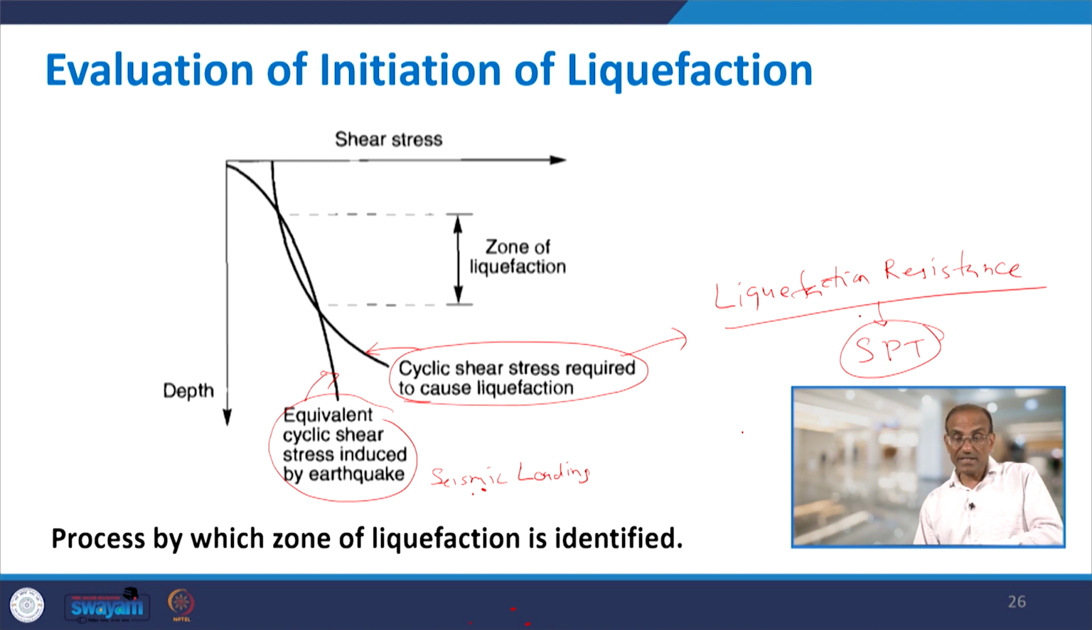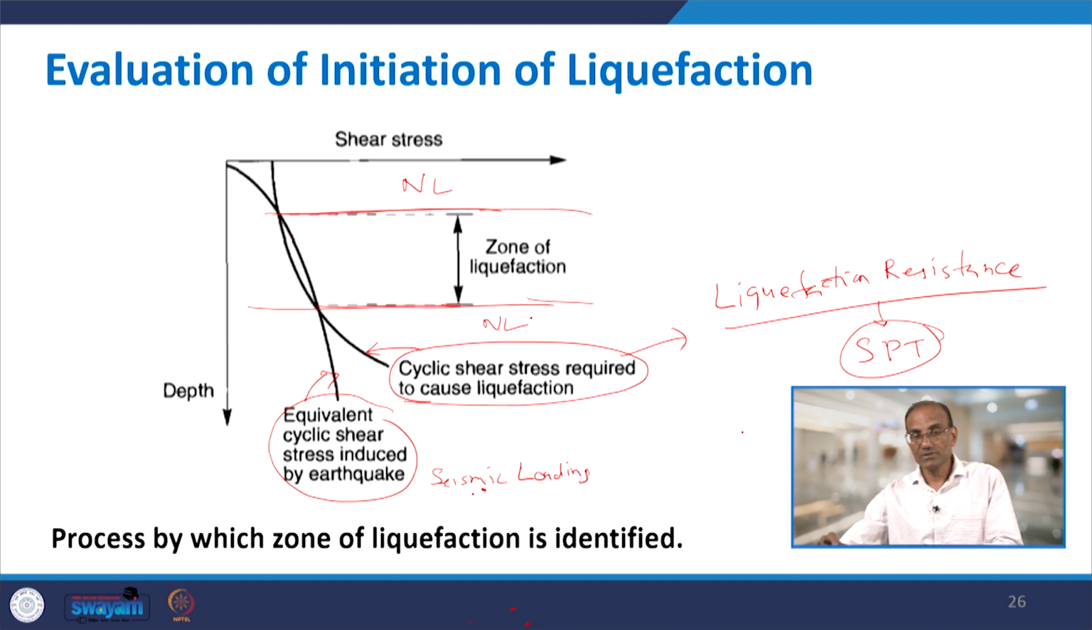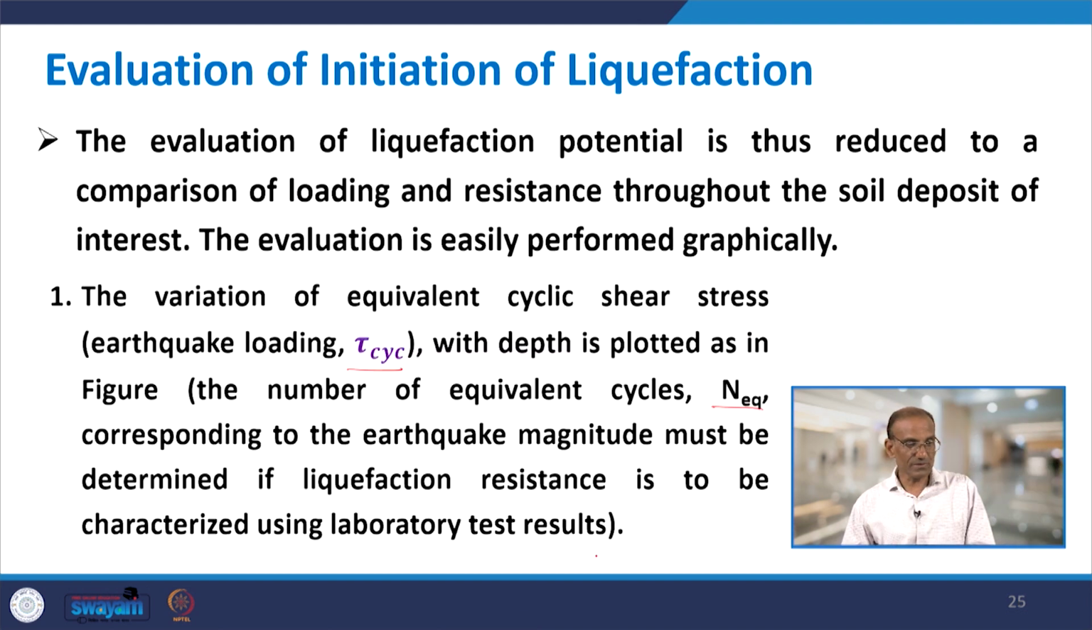So, wherever the cyclic shear stress which is induced is more than the resistance, liquefaction occurs. So, this is the zone of liquefaction. So, this layer will liquefy. That means liquefaction will not occur here, no liquefaction, and below this also no liquefaction. So, liquefaction is confined to some zone. This way we can find out. So, this was step 1.